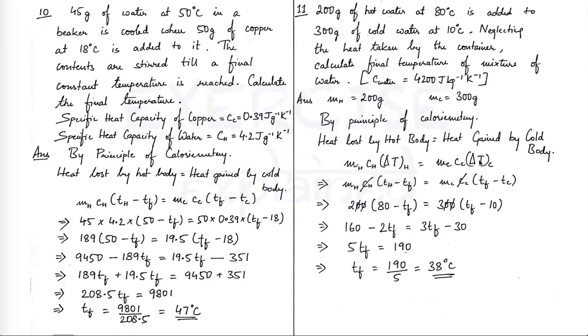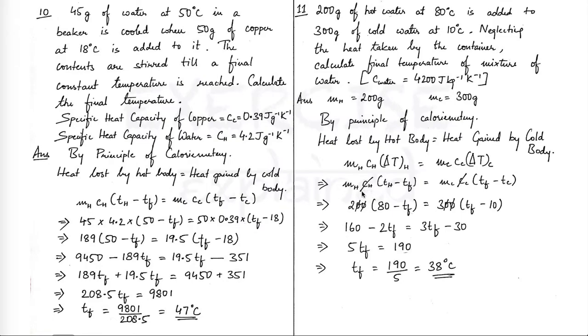So now what I do is I write mHcH delta T for hot body will be what? It will be temperature of hot body minus final temperature as I told you before, and delta T for cold body will be final temperature minus temperature of cold body. So we get it as mCcC (Tf minus Tc).